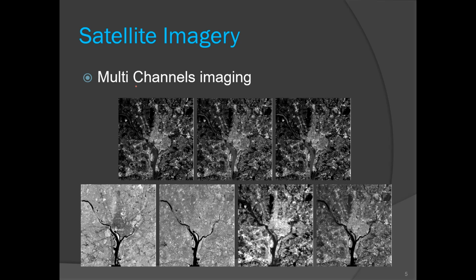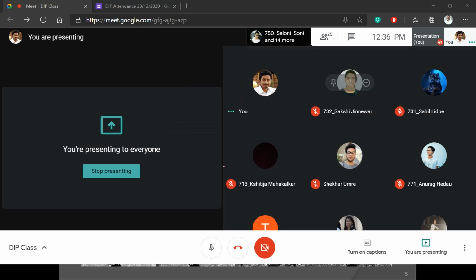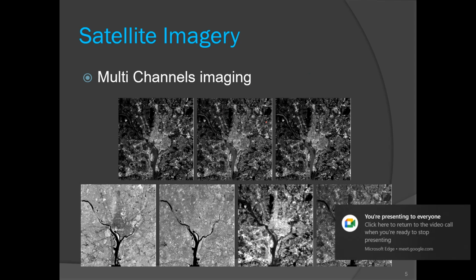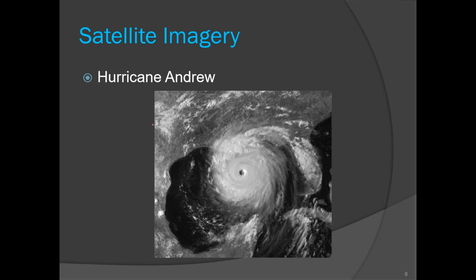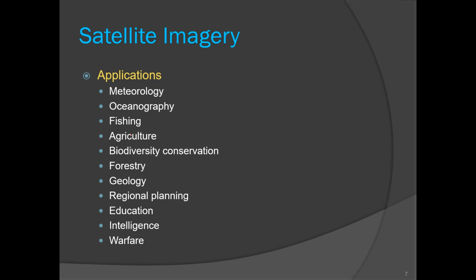This is one example of multi-channel imaging, a satellite image. As you can see, we are getting different information in each channel. That is why we capture images in multiple channels. In these two images, the river part of the image is clearly visible, and these three images show the vegetation part of the place. This is another application, weather forecasting, and this is the image of Hurricane Andrew taken by the satellite.